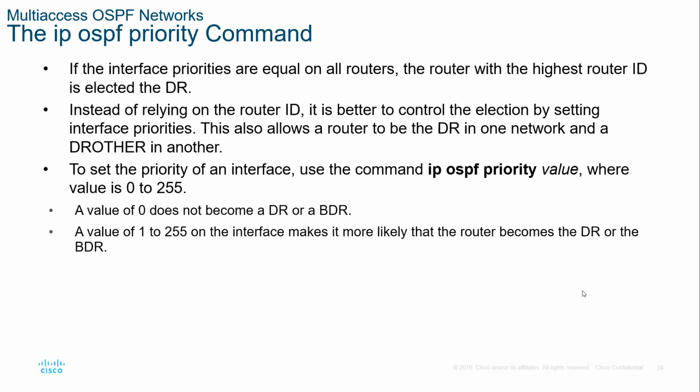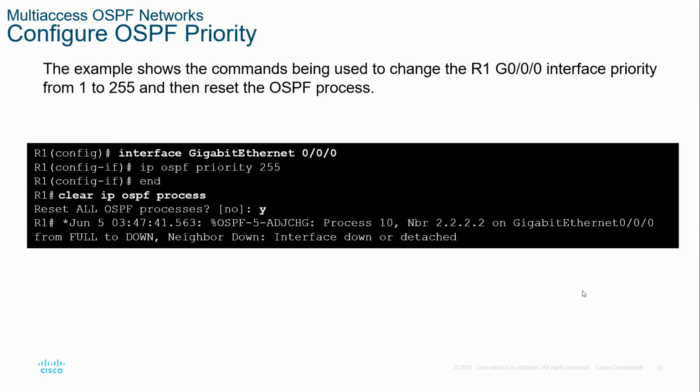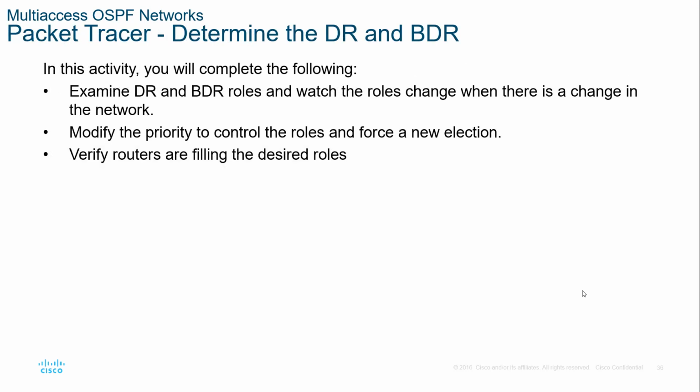So for the ip ospf priority command, we issue the ip ospf priority value command, again between 0 and 255. 0 cannot become a DR or a BDR. So where do we issue this? We issue this underneath an interface, and then we can clear the OSPF process to initiate an election. And we actually have a lab doing this.